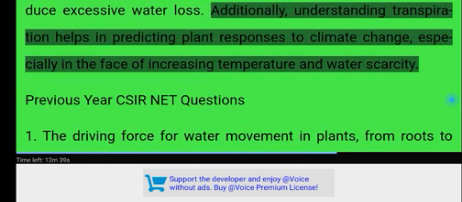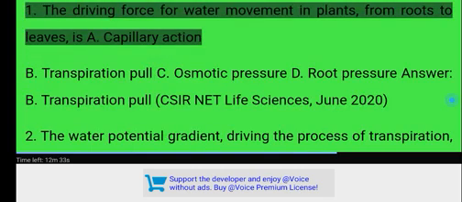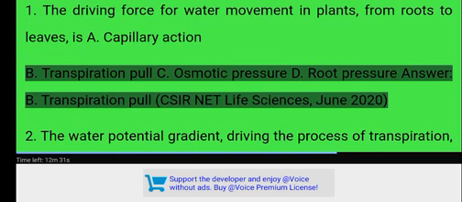Additionally, understanding transpiration helps in predicting plant responses to climate change, especially in the face of increasing temperature and water scarcity. Previous year CSIR NET questions. 1. The driving force for water movement in plants, from roots to leaves, is: A. Capillary action, B. Transpiration pull, C. Osmotic pressure, D. Root pressure. Answer: B. Transpiration pull. CSIR NET Life Sciences, June 2020.